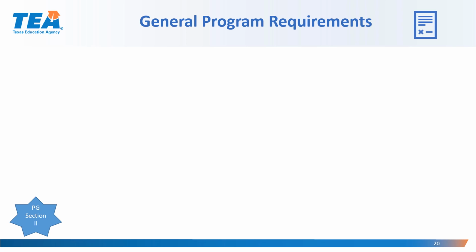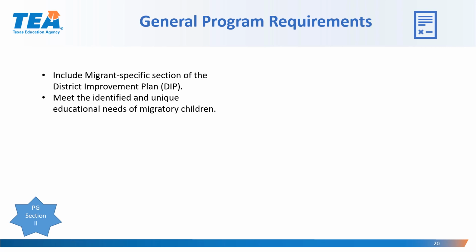General program requirements can be found in the Title I Part C Program Guide, Program Description. In addition, all Migrant Education Program grant recipients must operate and implement the program in accordance with all the provisions and assurances of Title I Part C. Some of the key program requirements include: the LEA is responsible for incorporating all MEP activities, services, plans, and guidelines into a migrant-specific section of the District Improvement Plan, DIP, and updating it on a yearly basis. MEP activities shall address the identified and unique educational needs of migratory children that result from their migratory lifestyle, and to permit these children to participate effectively in school, and to address the unique educational needs of migratory children that are not addressed by services available from other federal or non-federal programs.